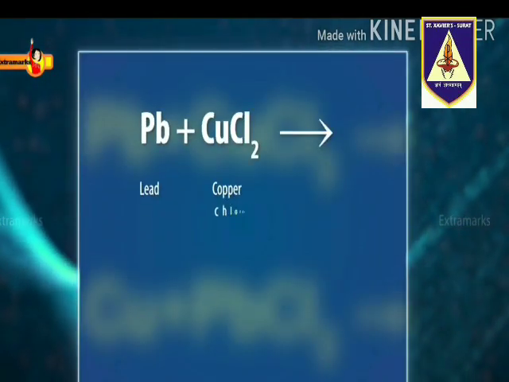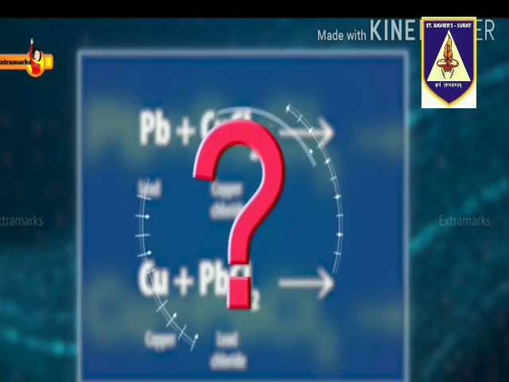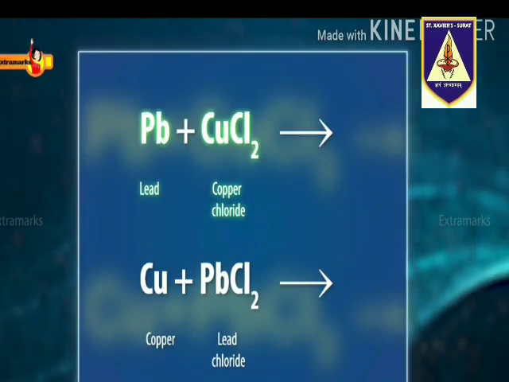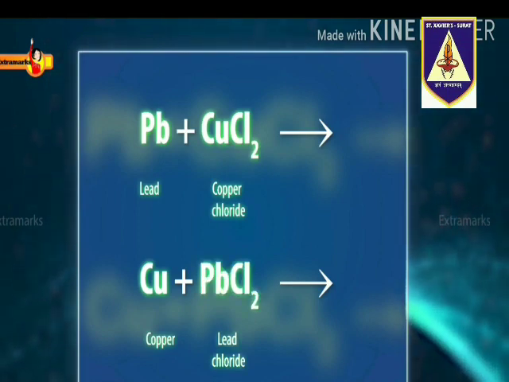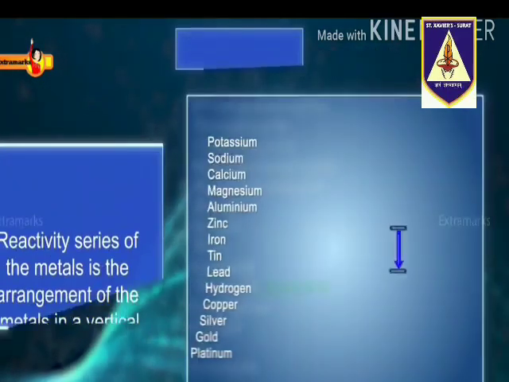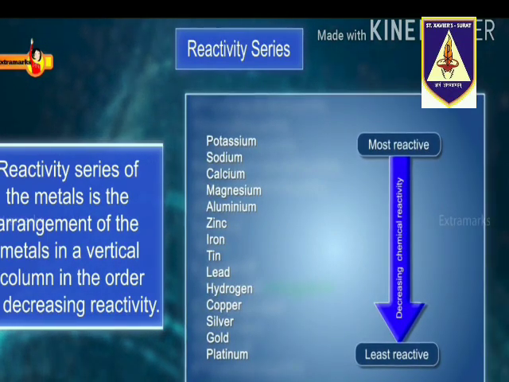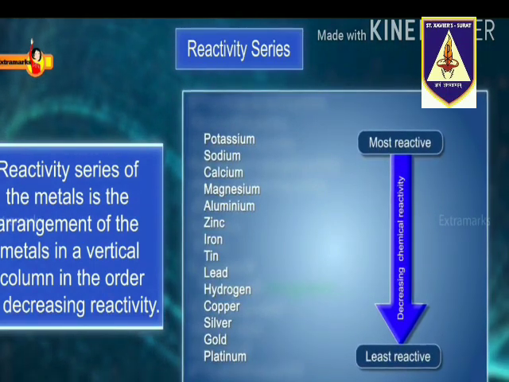So, now you have understood what displacement reactions are. Can you predict which of the two reactions would occur? The first one, where lead reacts with a copper chloride solution, or the second one, where copper reacts with lead chloride solution. Out of the two reactions, the first reaction would take place. But on what basis can we decide which metal would displace another metal from its compound? The answer is reactivity series. Reactivity series of the metals is the arrangement of the metals in a vertical column in the order of decreasing reactivity.